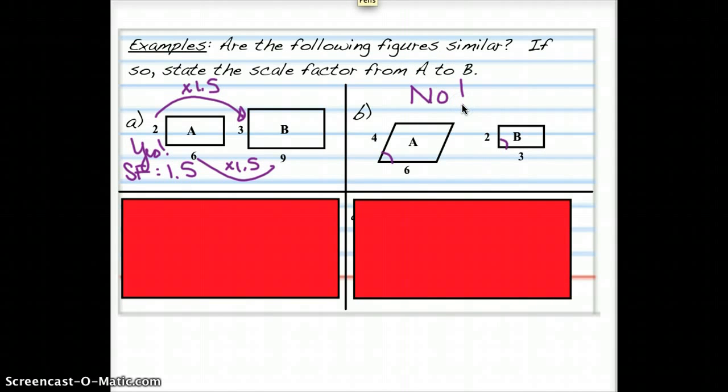If you hadn't noticed that first and you just looked at scale factor, you might have noticed to get from 4 to 2, I divide by 2 or I multiply by 0.5. To get from 6 to 3, I also multiply by 0.5. So that part worked, but it's not similar because they do not have the same angle. So both things have to be true. Okay, let's look at this one.